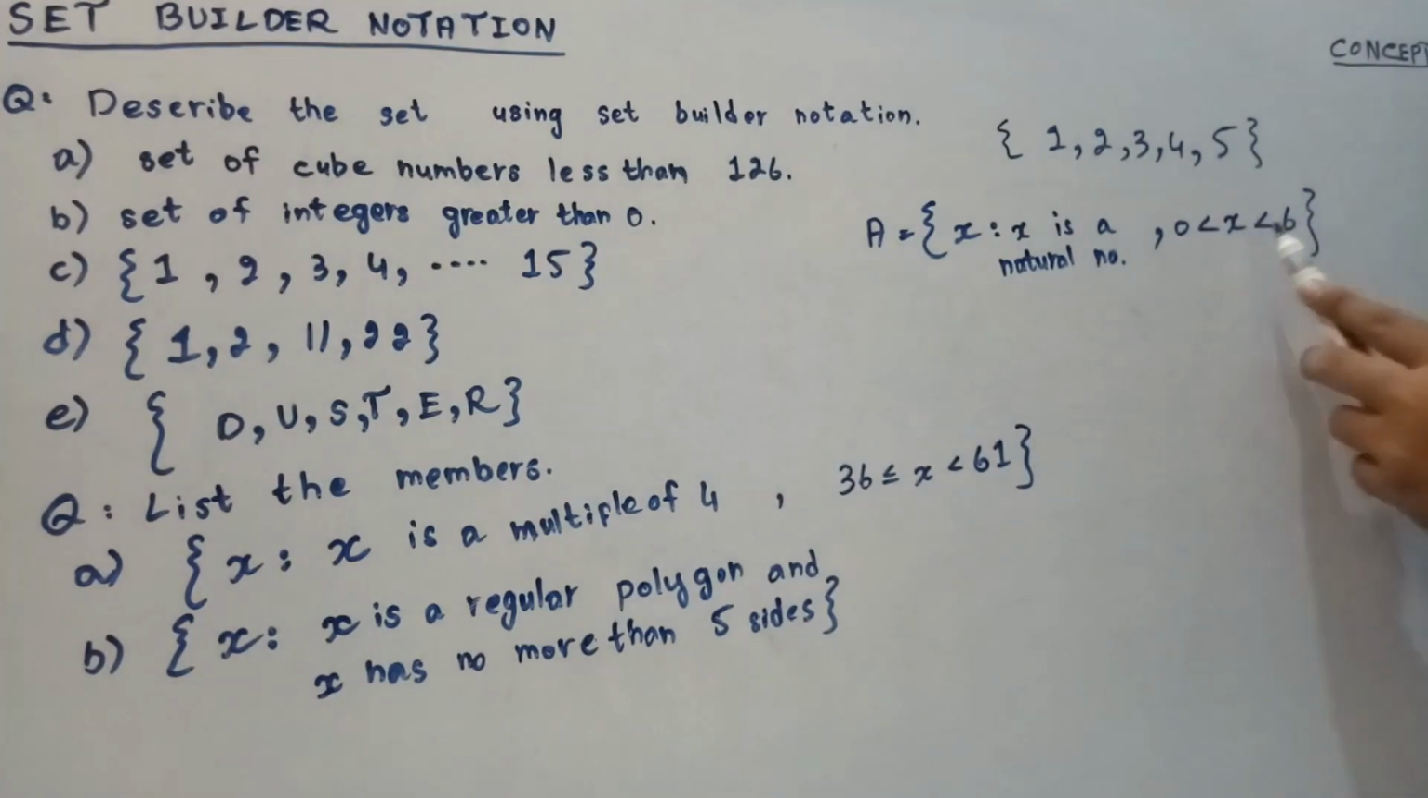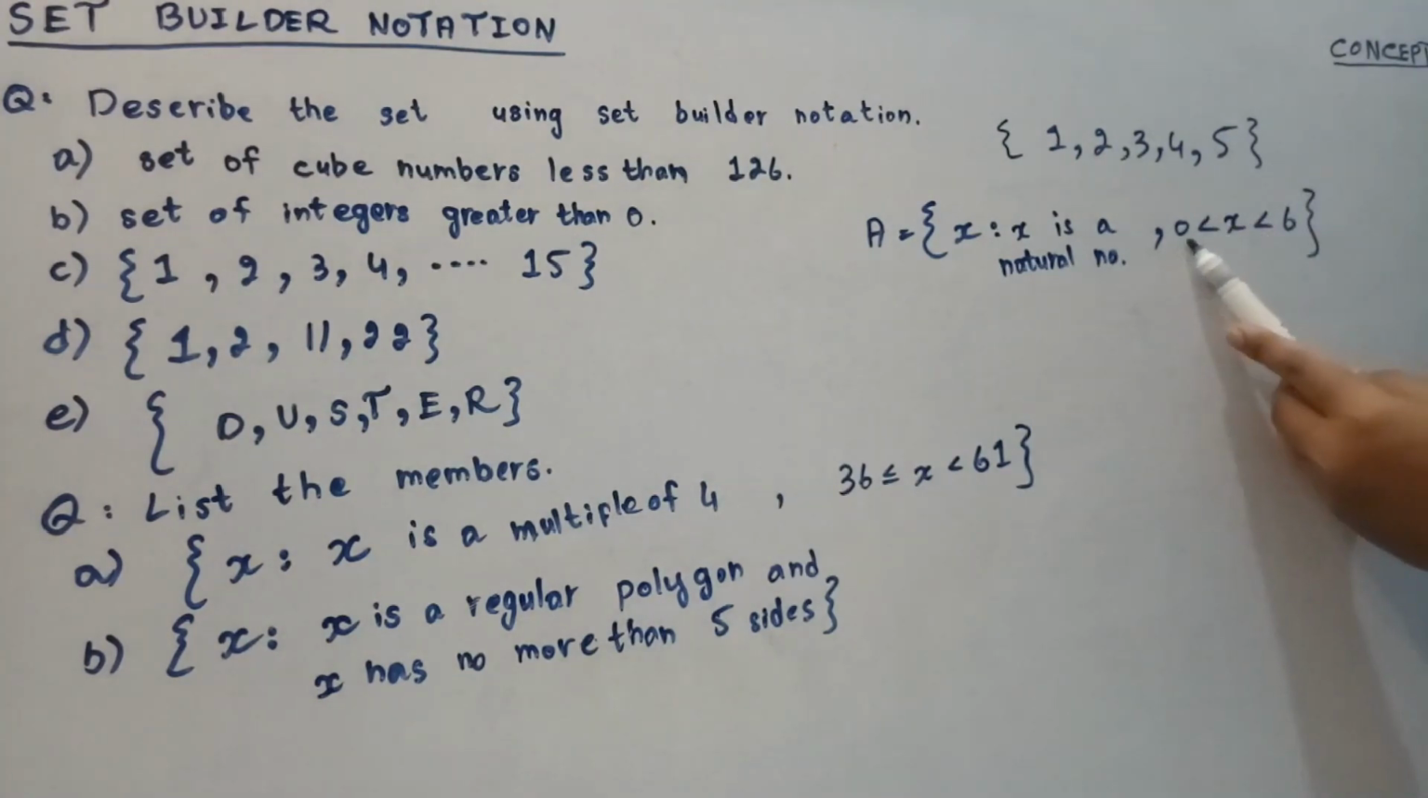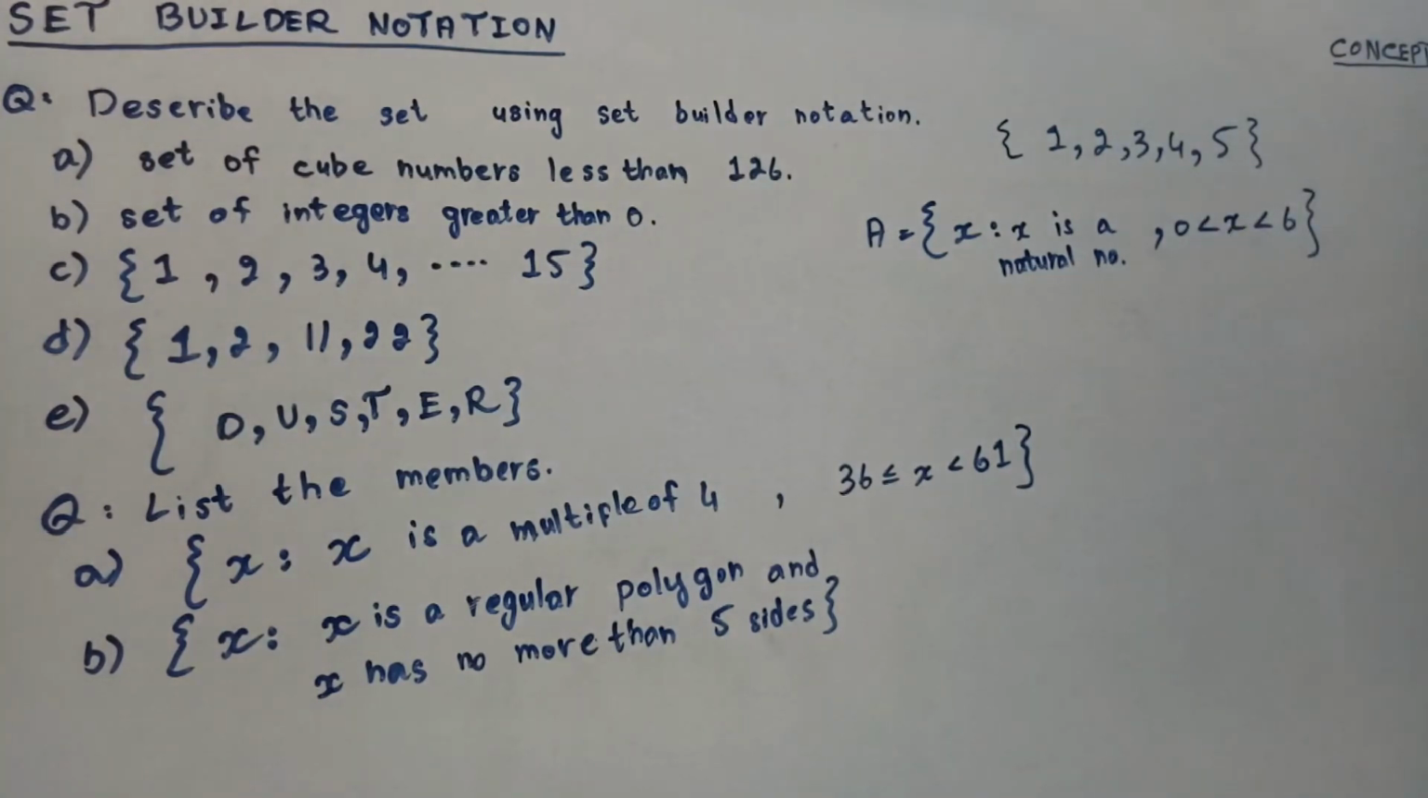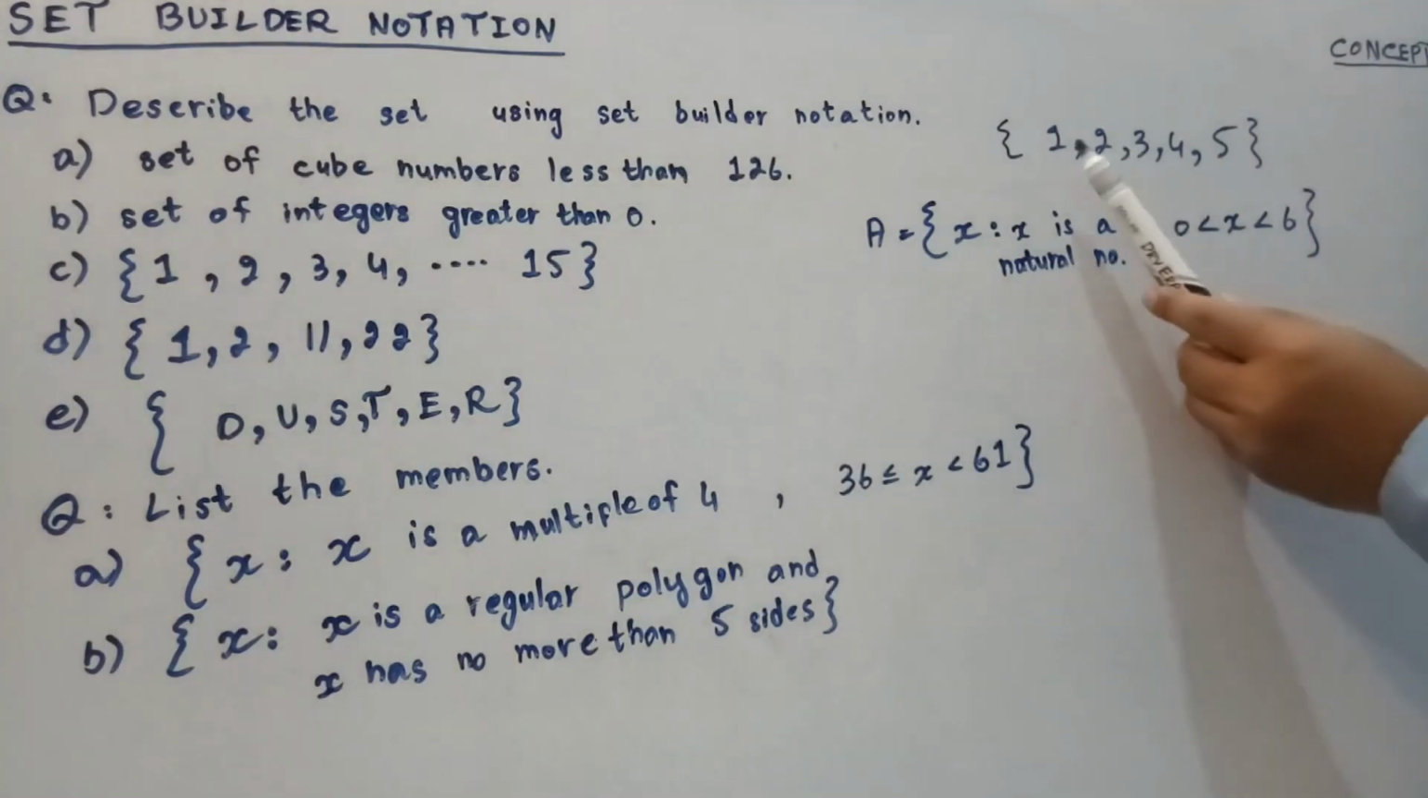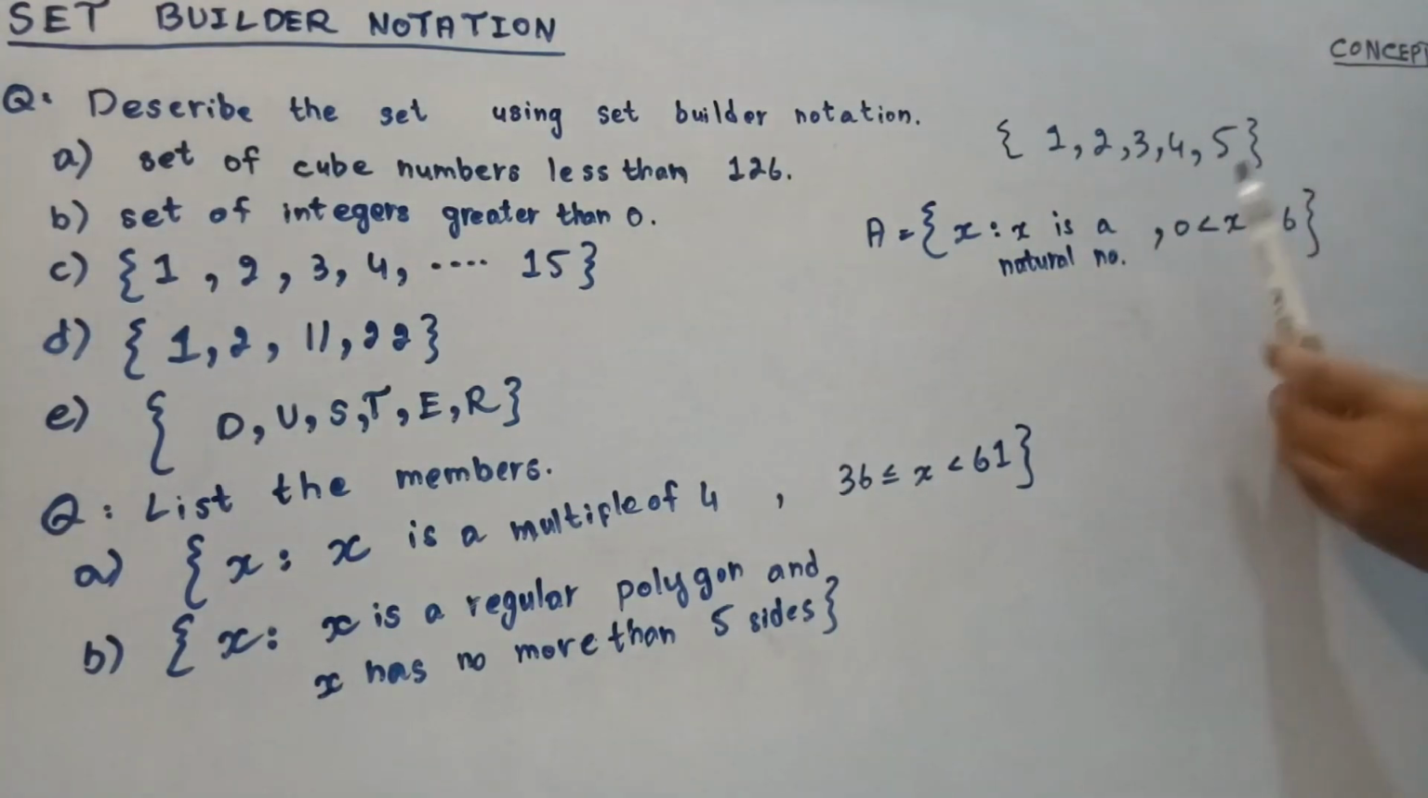So x, we can say the elements of this set, must be greater than 0, which means it can be 1, it can be 2, it can be 3, but it should be greater than 0. It means 0 is not included in this set, so the first element will be 1 here. Got it? And it should be less than 6, not equal to 6. It should be less than 6, which means 5 is the last element of this set. So here I can say 1 2 3 4 5.